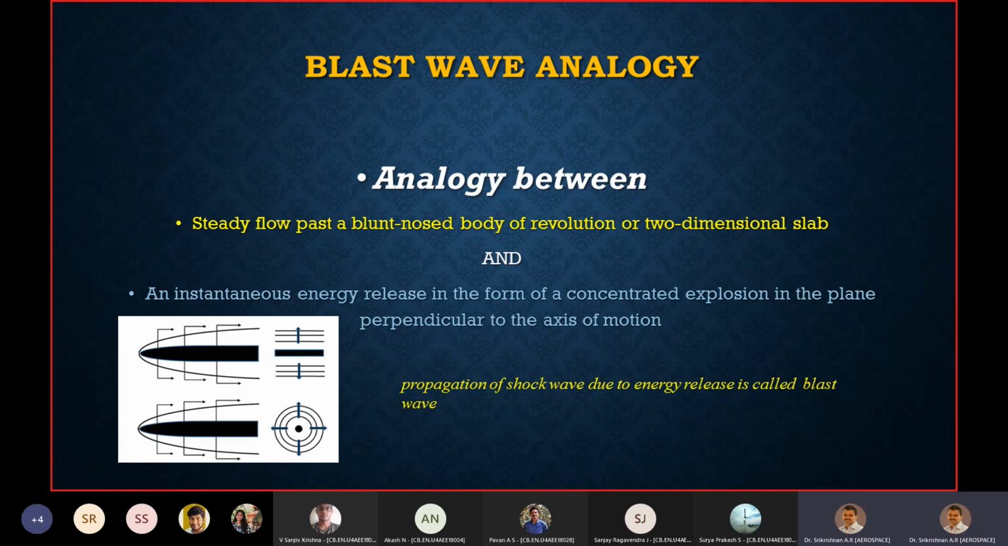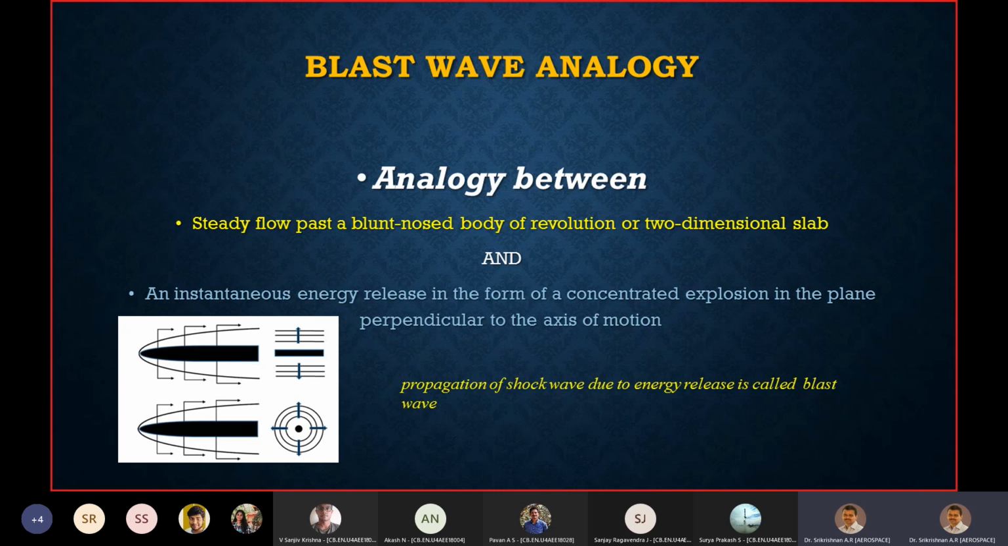Okay. So I guess I'll just cover this slide also before we stop today. This is just repeating, but then trying to explain that with some sketches. The analogy that we are talking about is steady flow past a blunt-nosed body of revolution, a cylindrical body. It can be a two-dimensional slab also, we'll come to that. And also, we are talking about an instantaneous energy release on the other side.